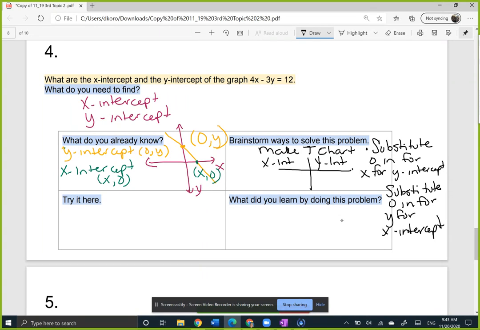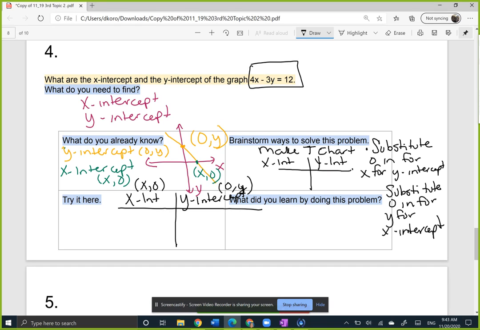All right, so let's do this. So x-intercept, y-intercept. So another thing I asked you to do is write these coordinates when you write your T-chart. So the x-intercept is x and 0, and the y-intercept is 0 and y. Rewrite this equation here. So 4x minus 3y is equal to 12.